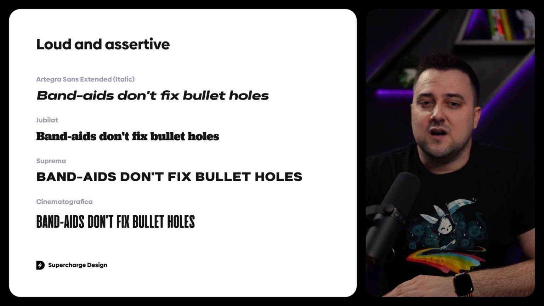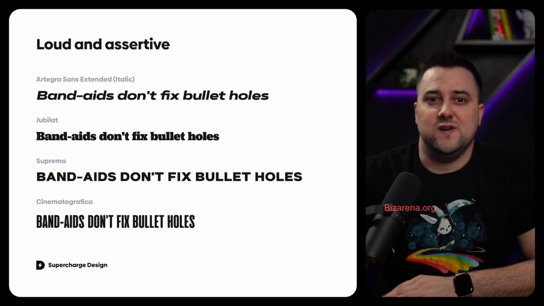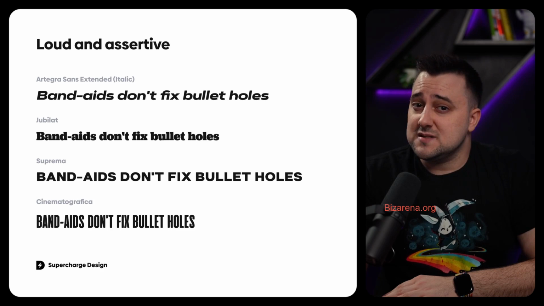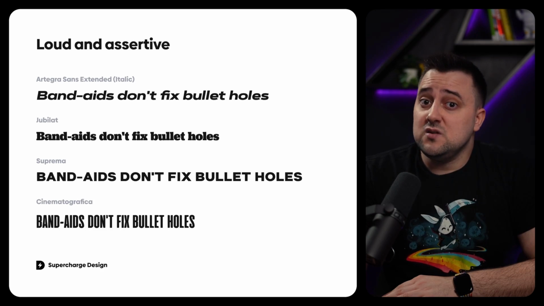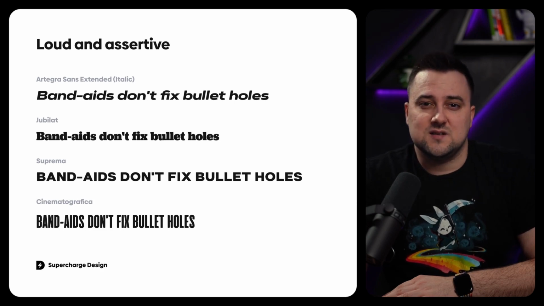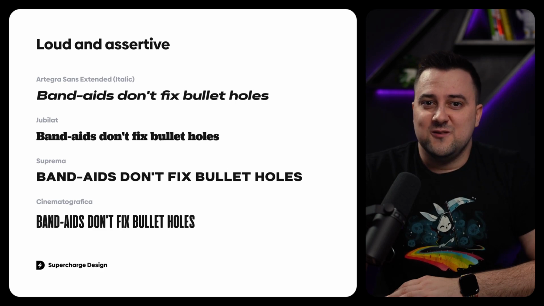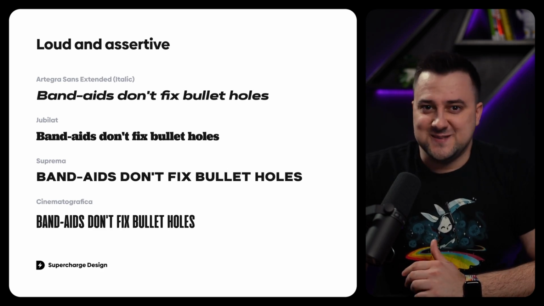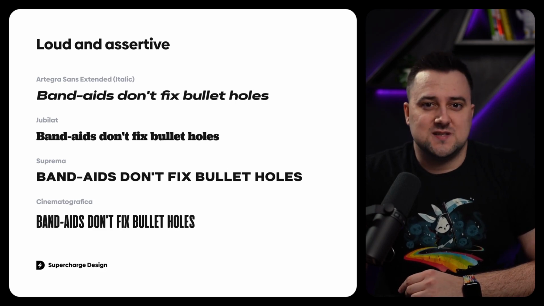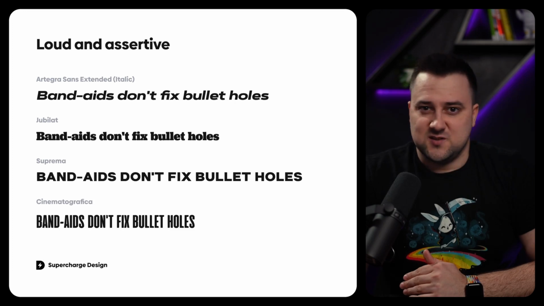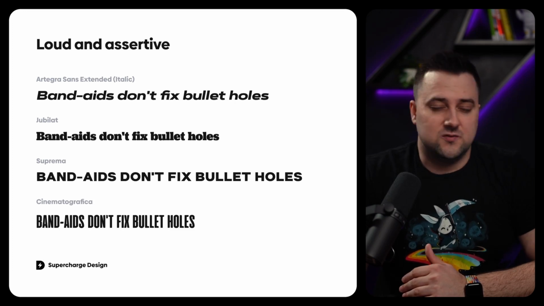Arturgra Sans Extended in italic style looks bold, daring, and it feels like it's moving. Jubilat is a bold slab serif typeface. Suprema is an example of a geometric typeface styled in all caps and extra bold weight to create a sense of assertiveness. That means that even a non-display typeface with the right styling starts to feel louder and more assertive. Finally, Cinematographica feels loud and daring because of its all-caps formatting. It's a typeface without lowercase options. All of them feel similarly loud and assertive, but the same feeling is achieved through different means.